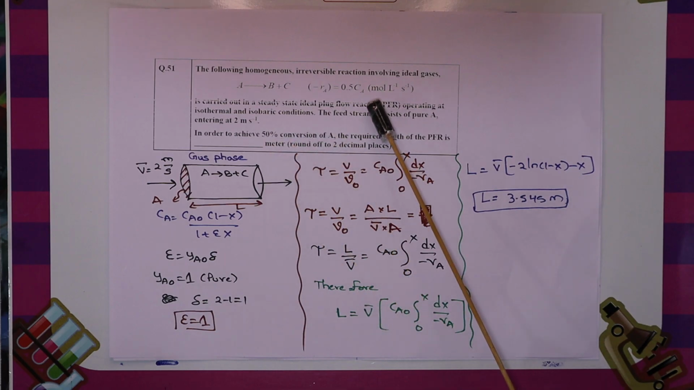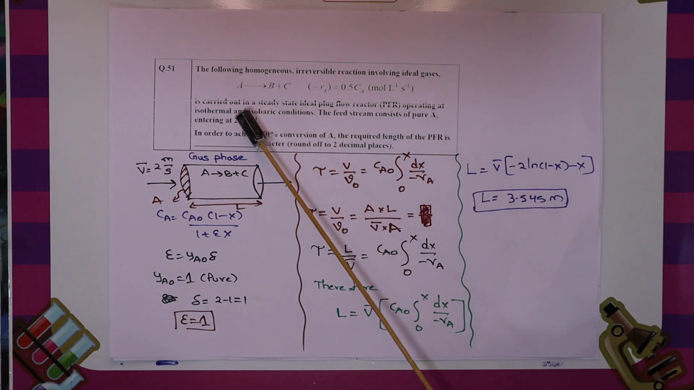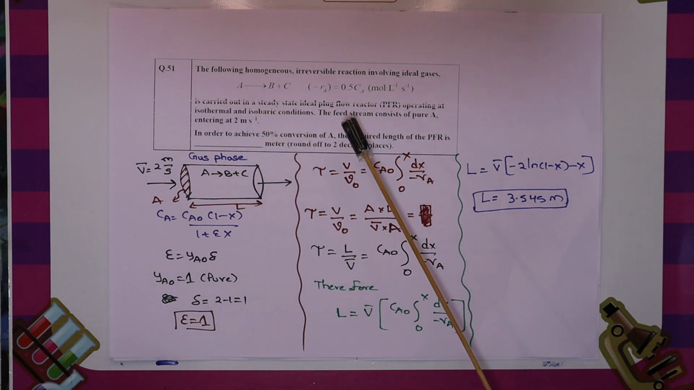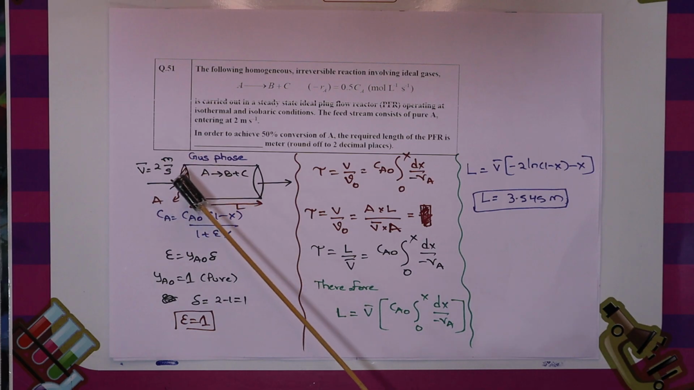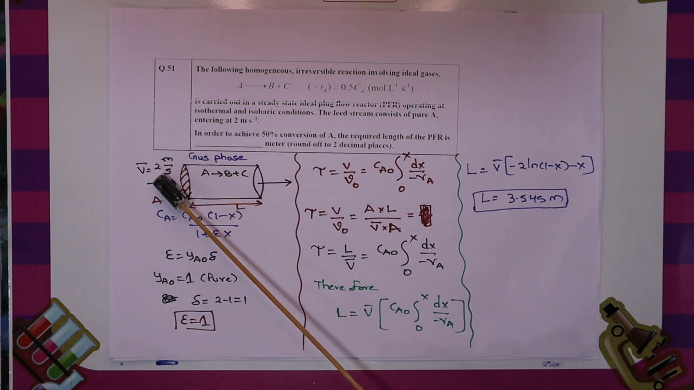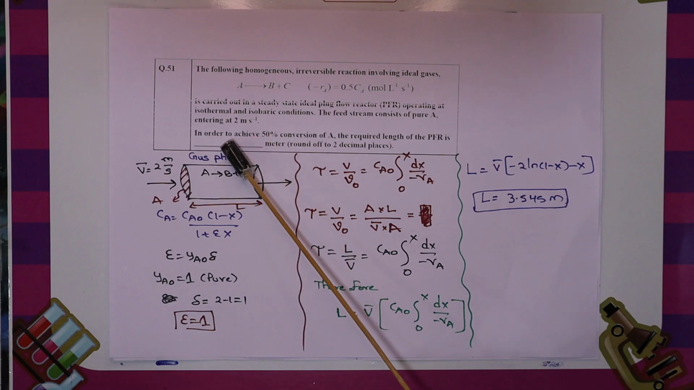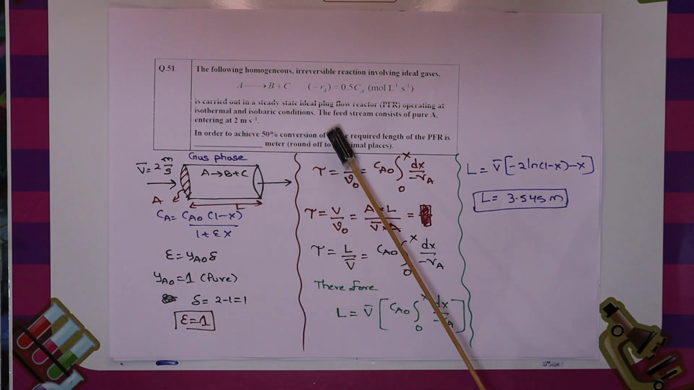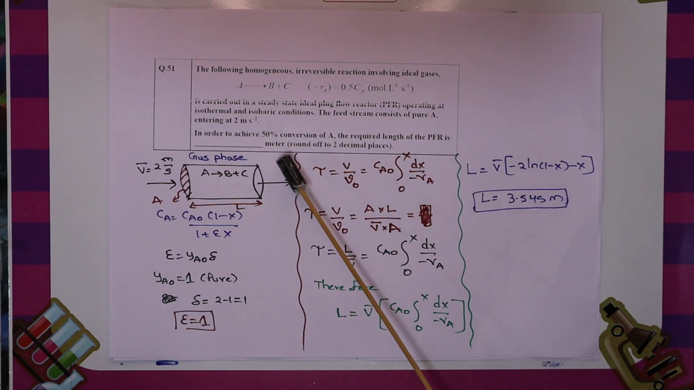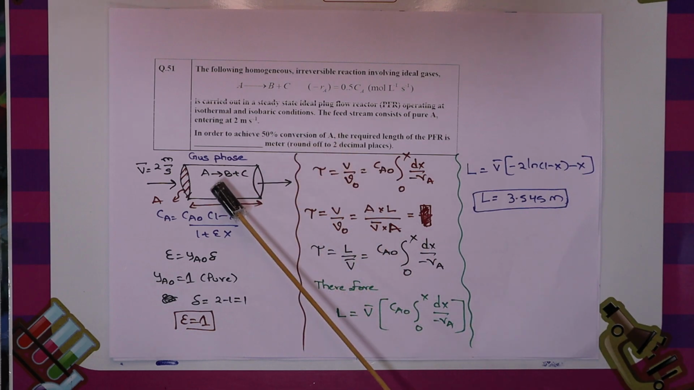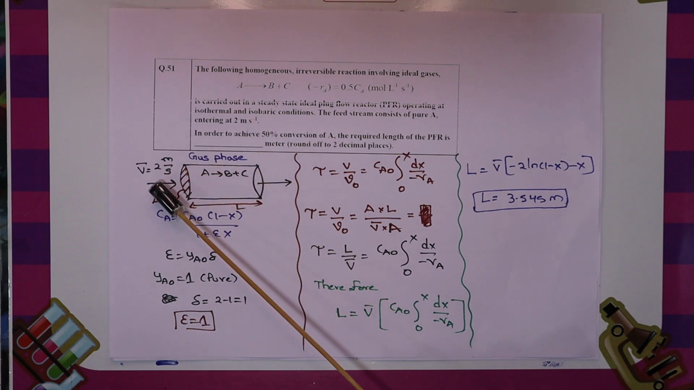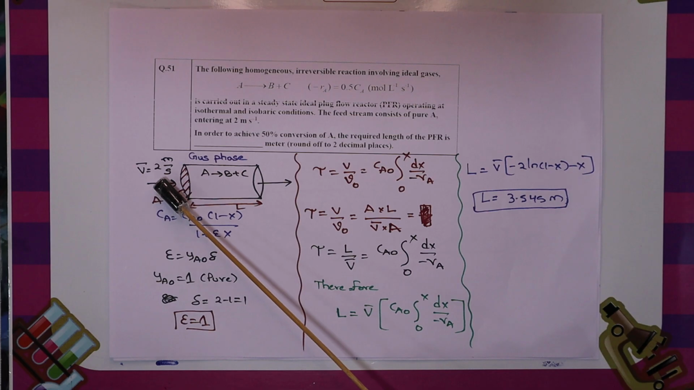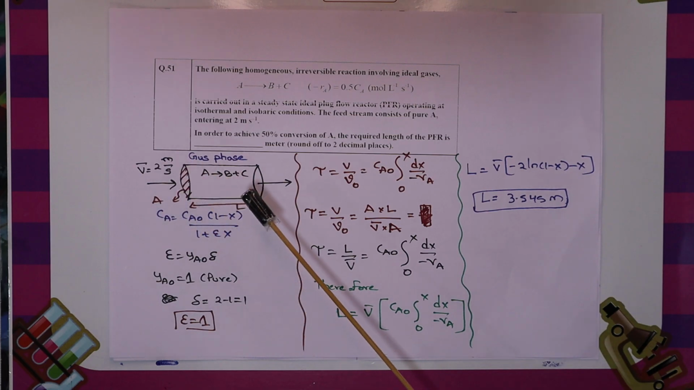The reaction is carried out in a plug flow reactor at isothermal and isobaric conditions. The feed stream consisting of pure A enters at a velocity of 2 meters per second. Remember, the initial velocity is given. To achieve 50% conversion of A, the required length of the reactor is ___ meters. That means, what is the length of the reactor for 50% conversion with an initial velocity of reactants of 2 meters per second?